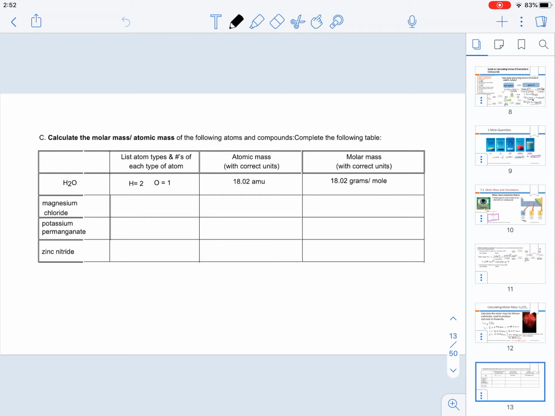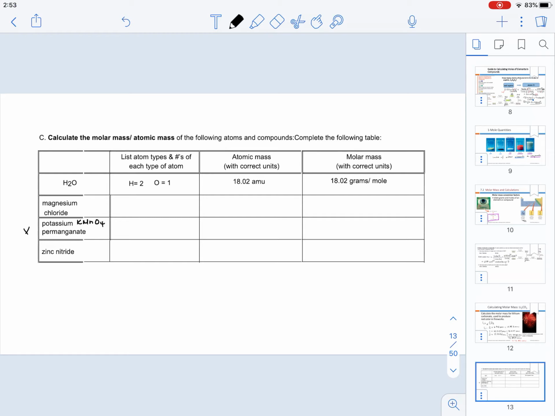Understand that the numerical value for molar mass and atomic mass is the same. The only difference between the two is just the unit. For atomic mass, we utilize AMU. For molar mass, we need grams per mole. So I'm going to do the second one, potassium permanganate, as our example for this.